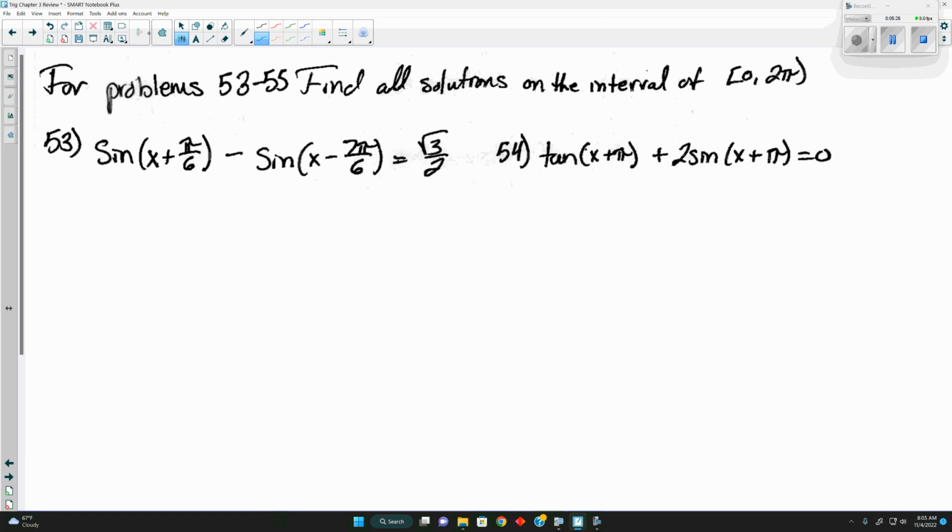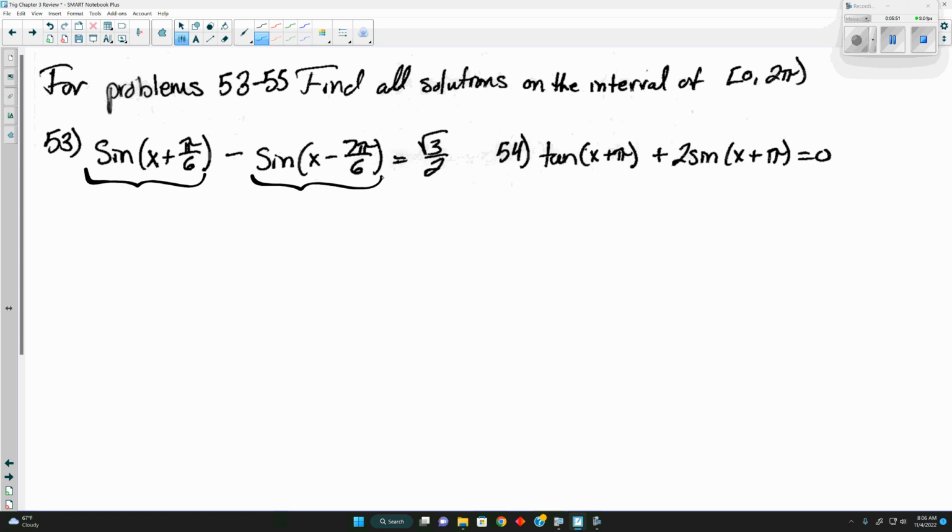Questions on 53 or 54 or 55? One of those that y'all want to see worked. 53. Now with both of these here, there's 2 routes we could go about this. 2 different ways we can go about this.